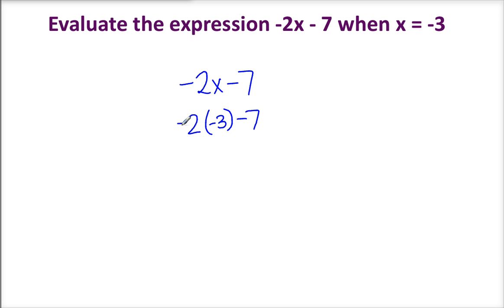So now I have a negative 2 times negative 3. Negative 2 times negative 3, that's positive 6. And then I still have minus 7. 6 minus 7 is negative 1. So to evaluate this expression, when x is negative 3, I get negative 1.